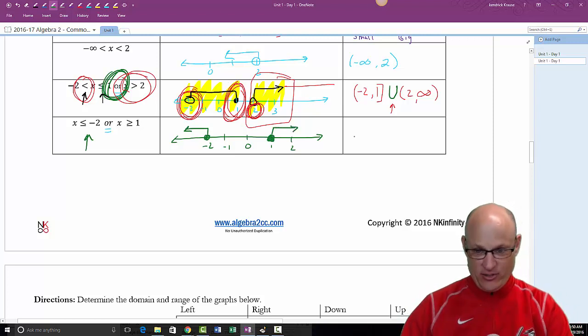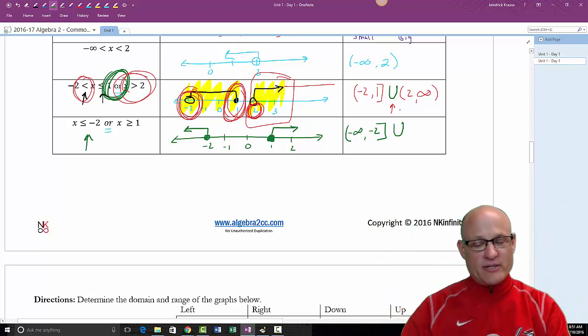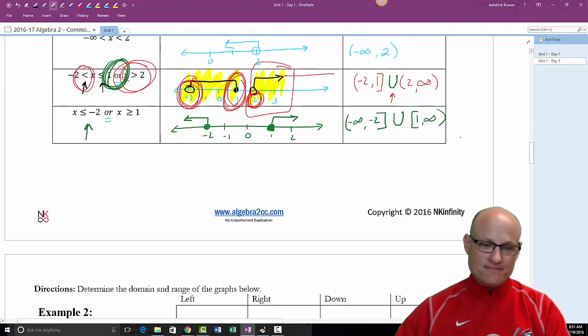We're going to take each piece individually. Let's take the left piece. It goes to negative infinity. It stops at -2. You can never equal negative infinity, and we had an equal sign, so it's a bracket. Union. Anytime you have two pieces, one on the left, one on the right, it's always going to be a union. Bracket at 1 because it's equal to, and it goes off to positive infinity, and we can never reach positive infinity. All right, that's that.